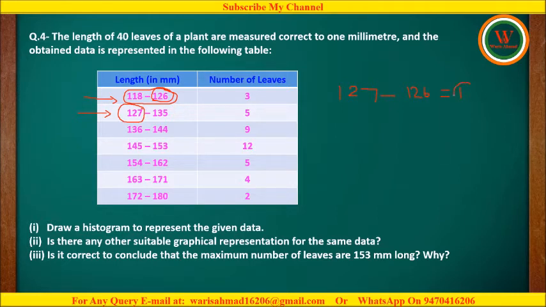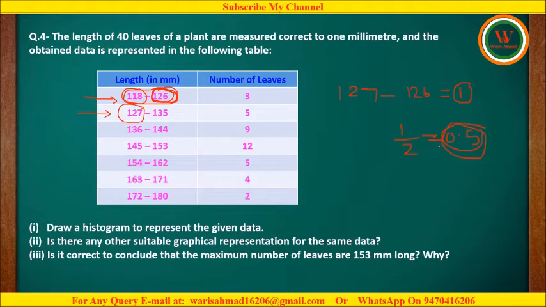Now whatever we get as the difference, we will divide it by 2. So we divide 1 by 2. The result will be equal to 0.5. Then we will subtract 0.5 from the lower limit and add 0.5 to the upper limit of each class interval. Again I am repeating, we will subtract 0.5 from each lower limit of the class and add 0.5 to each upper limit of the class.